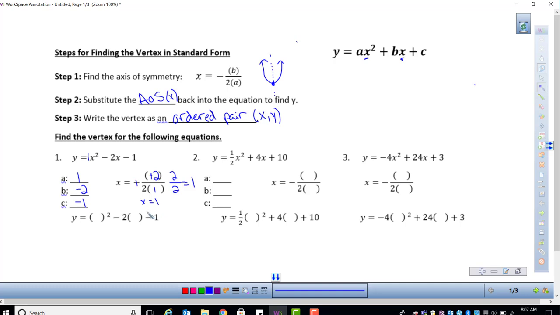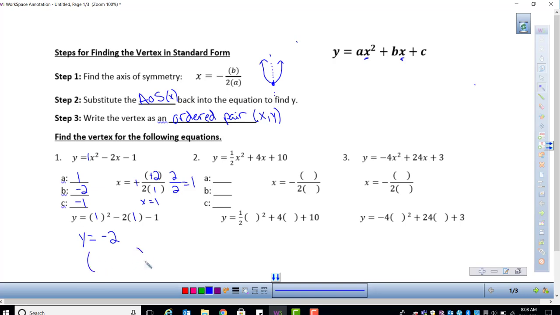Then to find the rest of the vertex, we have to plug in 1. It's already set up for us down here. It's changing x to 1. You can take this and put the whole thing in your calculator, or you can simplify using order of operations. It doesn't matter. Either way, we're going to get the same answer, y equals negative 2.